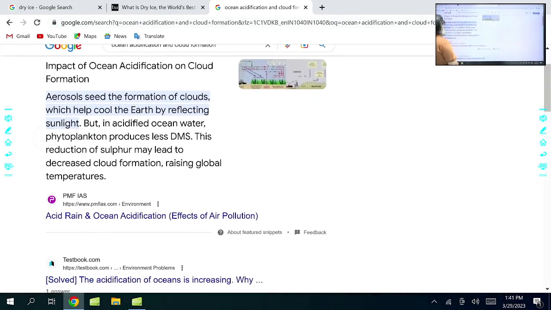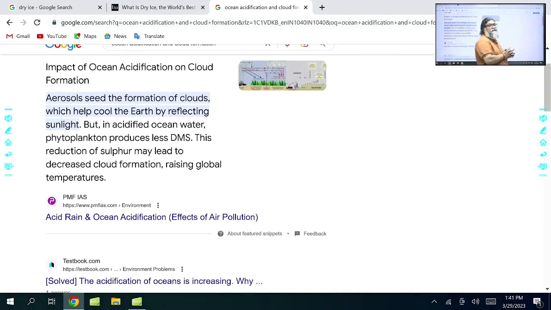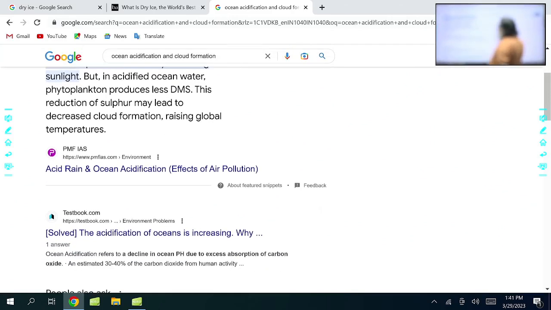See here. You can read what is given here. Aerosols seed the formation of clouds, which help cool the earth by reflecting sunlight. But in acidified ocean water, phytoplankton produces less DMS. This reduction of sulfur may lead to decreased cloud formation, raising global temperatures. DMS is the name of a substance that gets formed there.